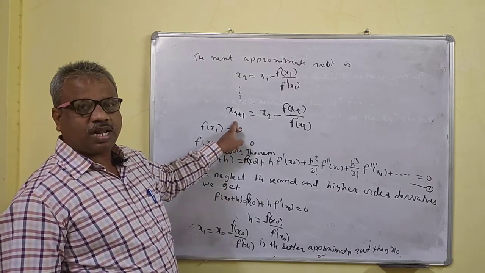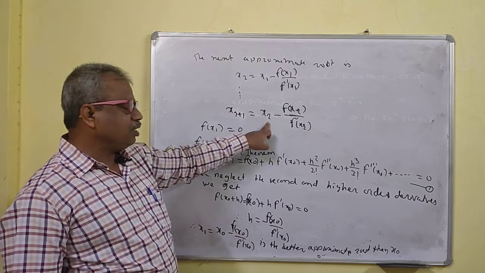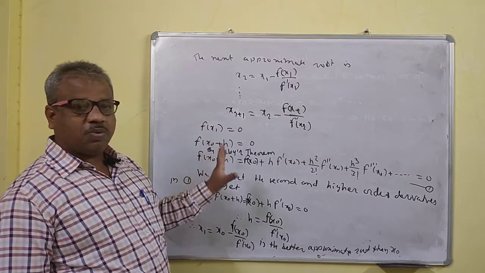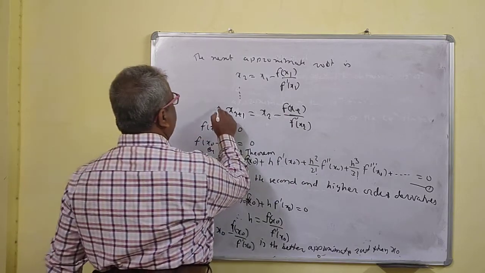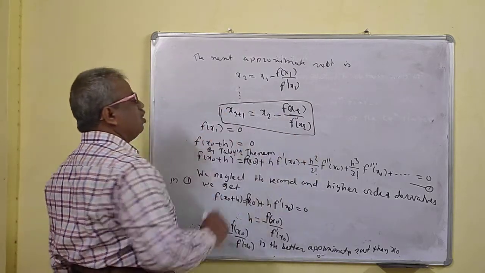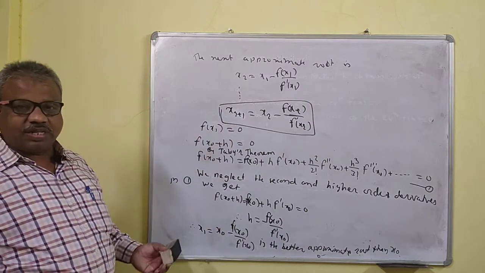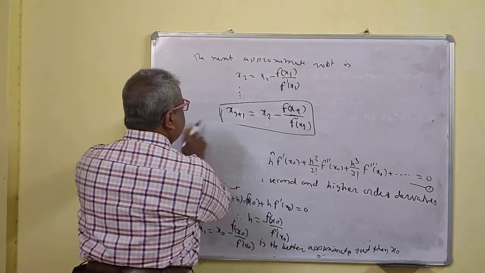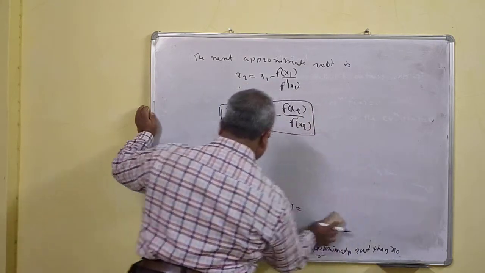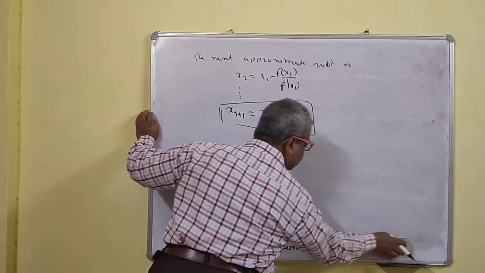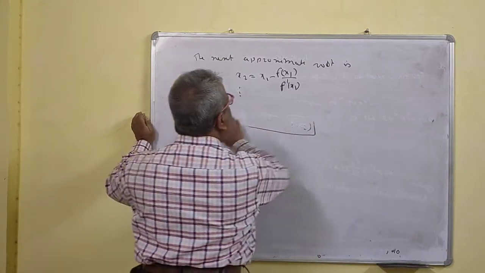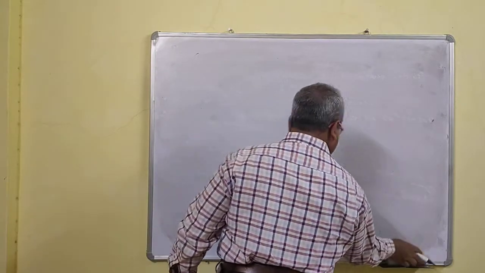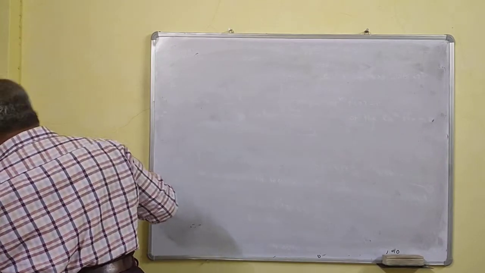Remember the formula for the Newton-Raphson method: x(r+1) = x(r) - f(x(r))/f'(x(r)). It is a very simple formula, so always use it for the Newton-Raphson method. This is a very simple method to find the root of an equation. Now we'll solve a problem so that you will understand the method.